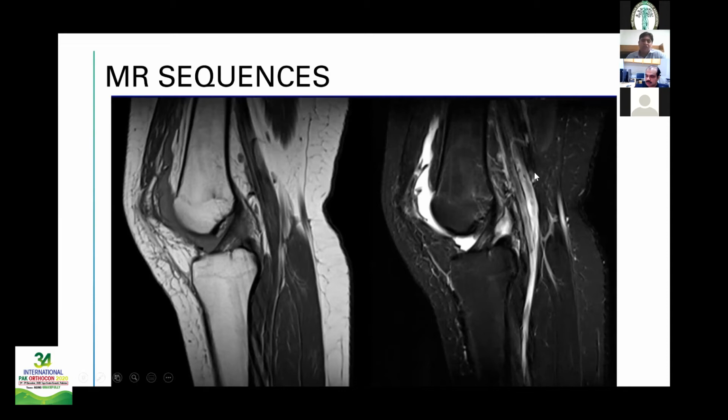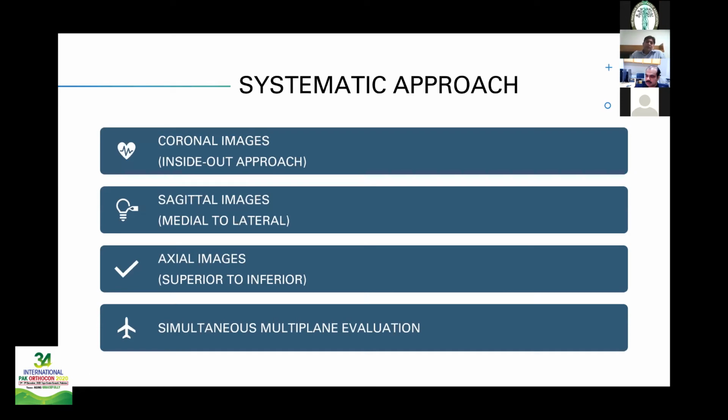And this is a T2 STIR image in which you can see that the fluid is very bright. So it is basically a heavily weighted T2 weighted image with suppression of the fat. So this kind of overestimates ligamentous or cartilaginous injury, but it is very good for depiction of any bone edema or marrow edema. So now coming to how we actually approach an MRI knee when it comes to us.